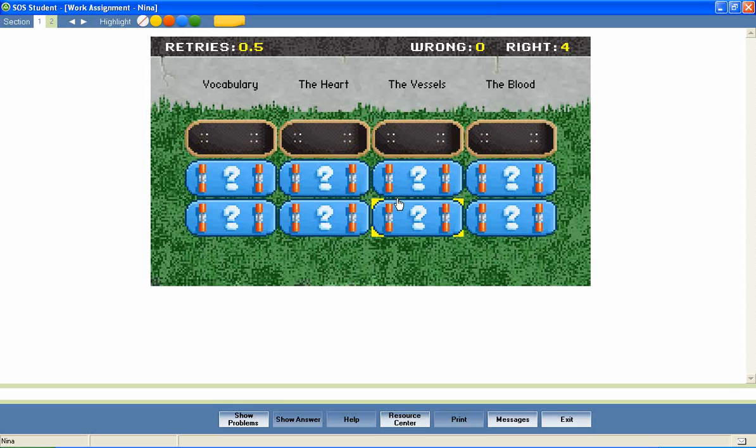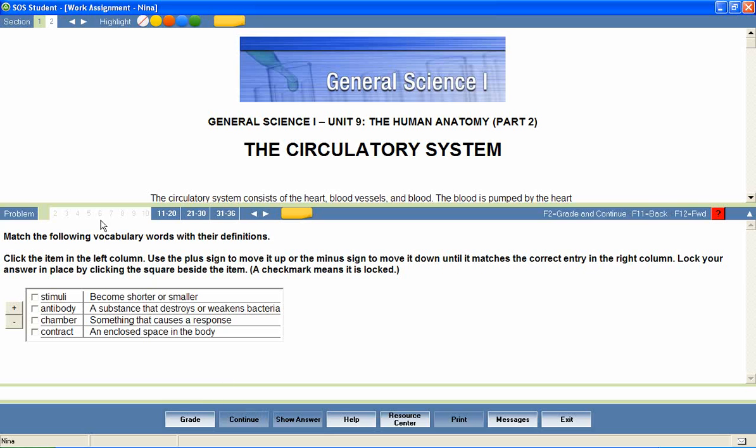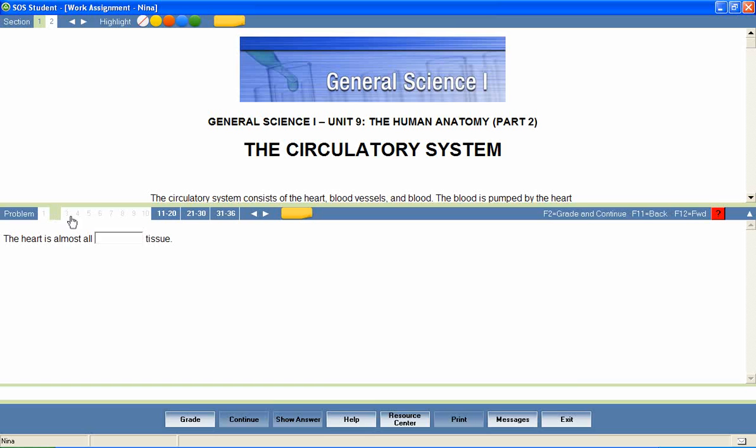At the end of the lesson, the student is presented with a series of questions that provide a review of lesson content. Questions are presented in a variety of formats, including matching, fill in the blank, true and false, multiple select, click and place, essay questions, and many more. 85 to 90% of student work is graded instantly by the program.